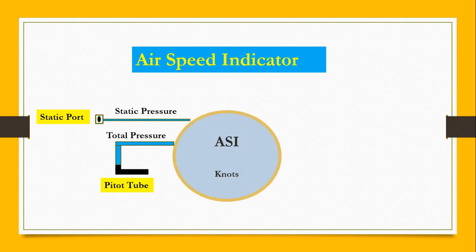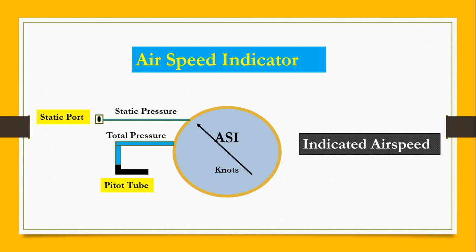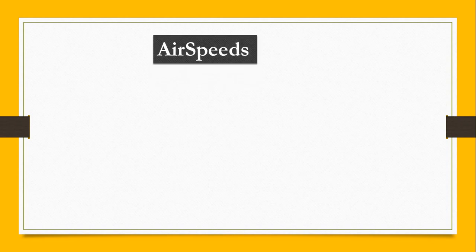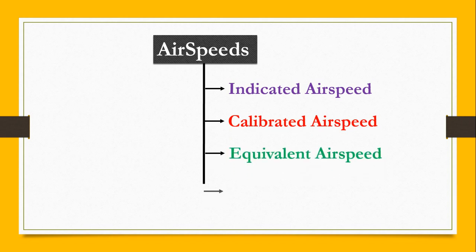The instrument is called the airspeed indicator. The velocity of the aircraft is measured in knots in this airspeed indicator. The speed measured from the airspeed indicator is called the indicated airspeed. So in aircraft we have different airspeeds. We will see them one by one. One is the indicated airspeed. Second is the calibrated airspeed. Third is the equivalent airspeed. And fourth is the true airspeed.